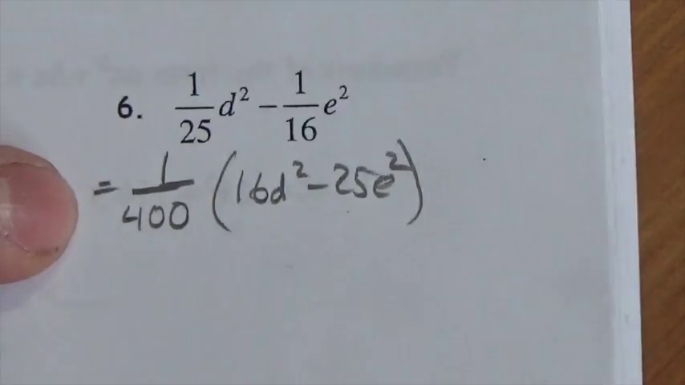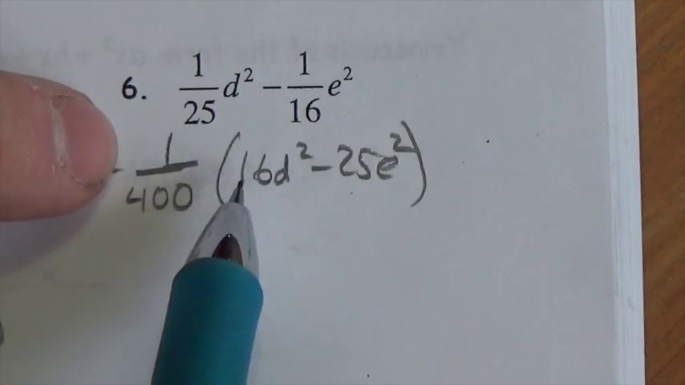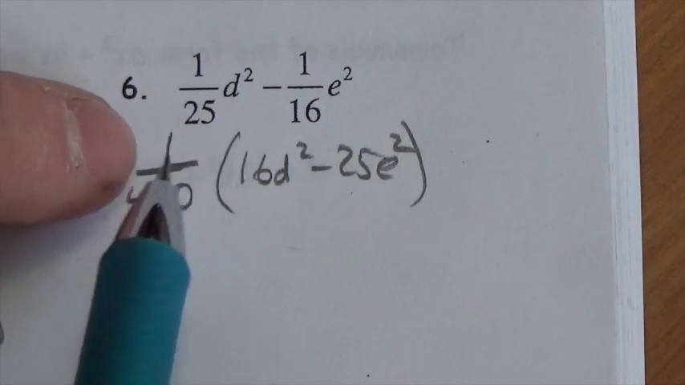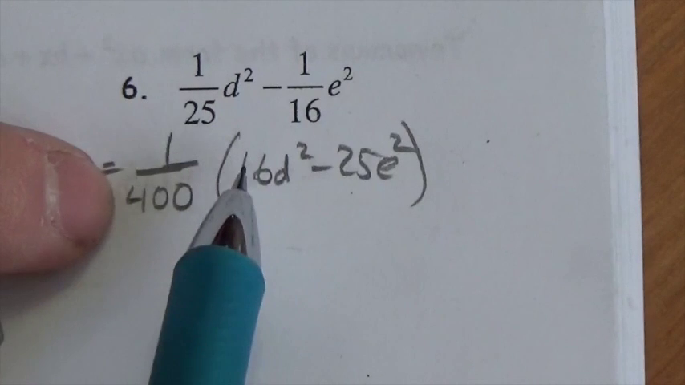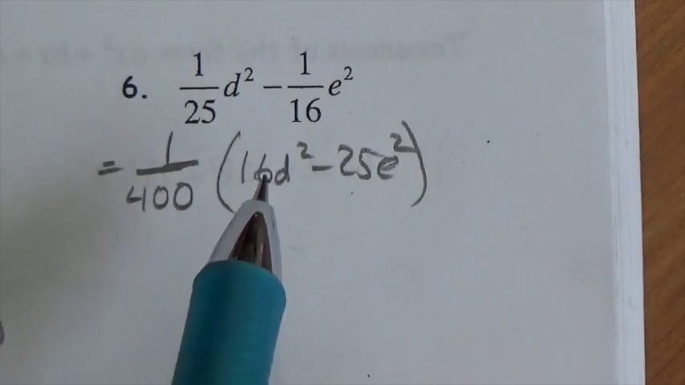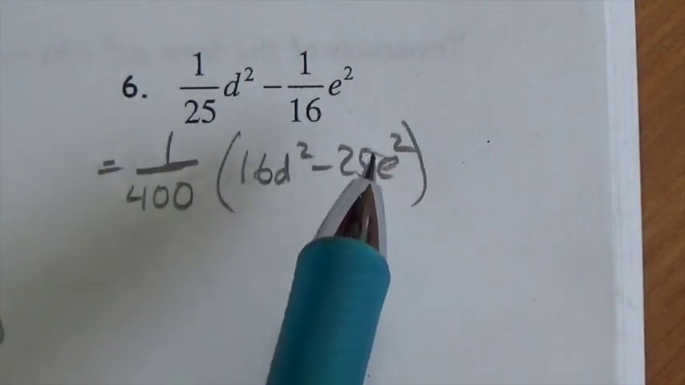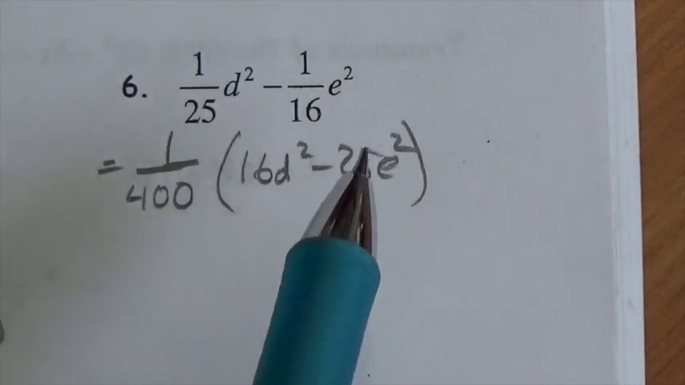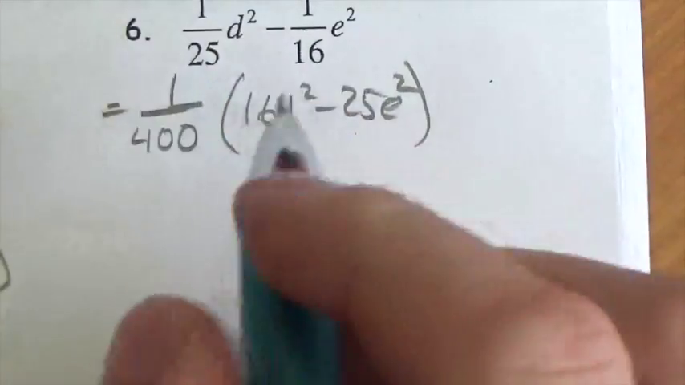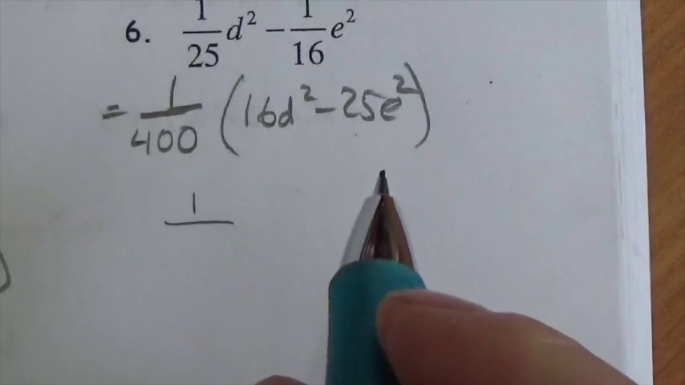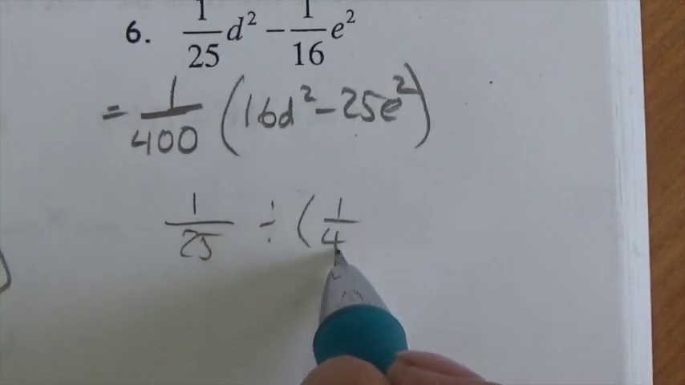I can verify that by simply multiplying this 1 over 400 through. If I multiply this through by 16 over 1, the 16 and the 1 get multiplied together, the 1 and the 400 get multiplied together, and when I simplify 16 over 400, I will get 1 over 25. Same thing over here. 25 over 400 will reduce down to 1 over 16. Now the way I got that is I took that 1 over 25 and I divided it by 1 over 400.